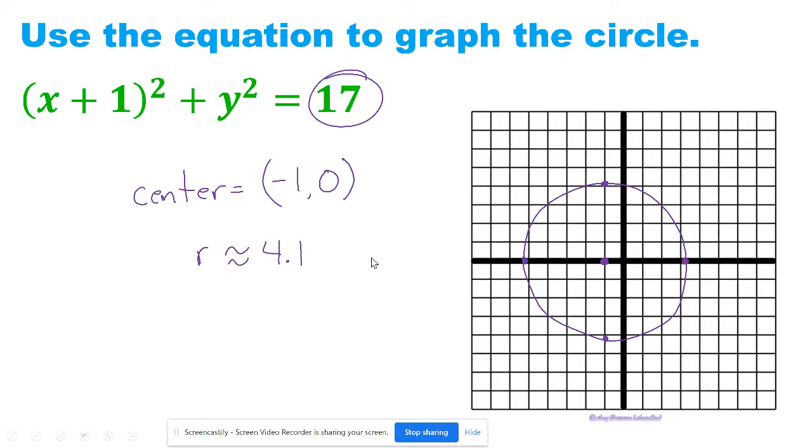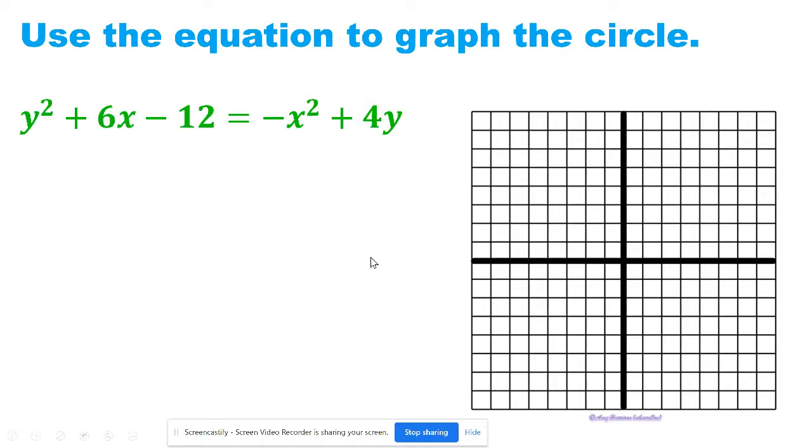But it gets more complicated. So let's look at this next one. It says to use this equation to graph the circle, and this equation is not in the correct format. So I've got to start moving things around. So here's what I want to do first. I want to get all my x's and y's on the left, and I want to get all my constant numbers on the right. So I'm going to start moving stuff around.